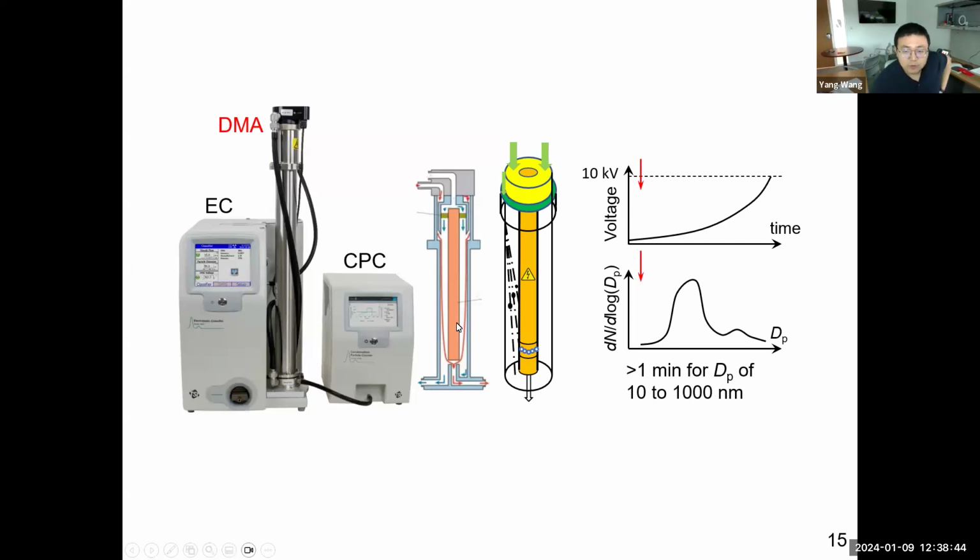So when a certain voltage is applied onto the center electrode, only particles with certain sizes can get classified. Now, if you change the voltage or scan the voltage that's applied onto the center electrode, then what you see from the CPC is going to be particles of different sizes, right? In this way, you can get the size distribution of the particles. And that's why it's called a scanning mobility particle sizer.